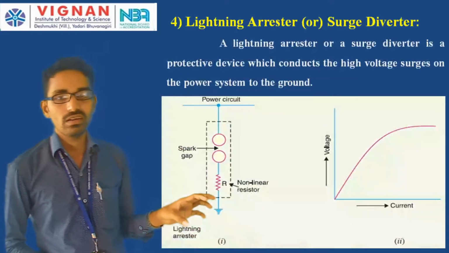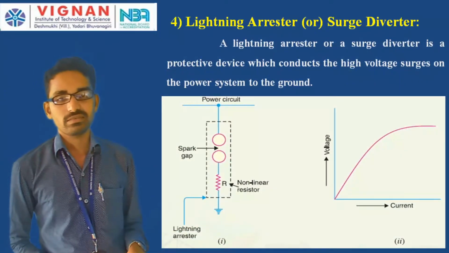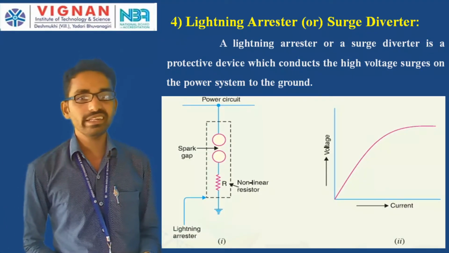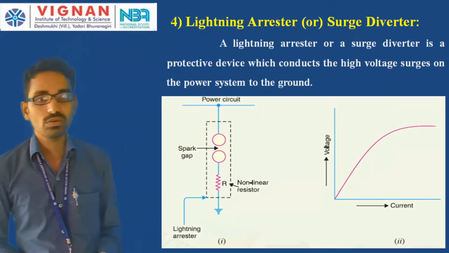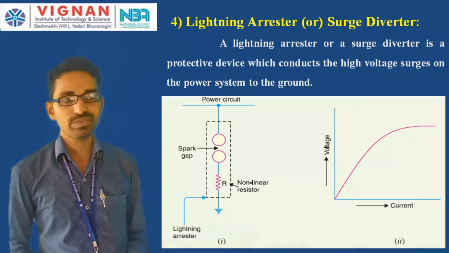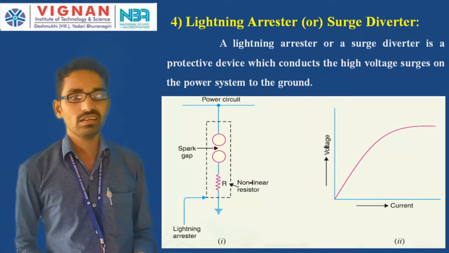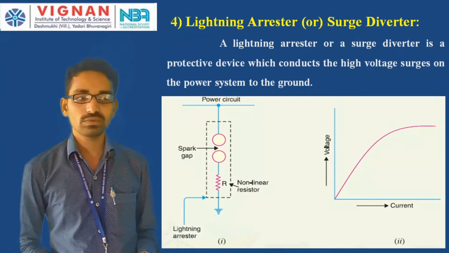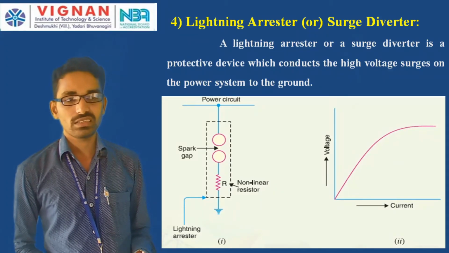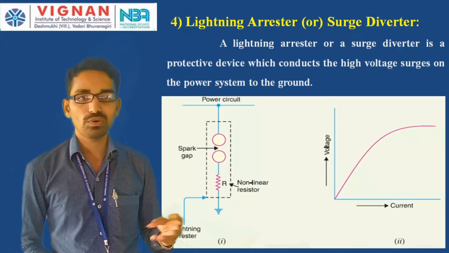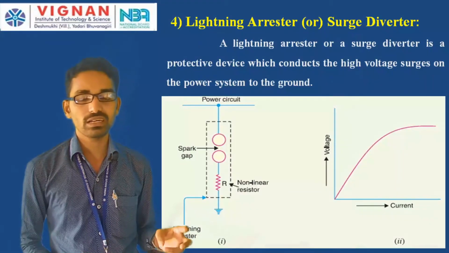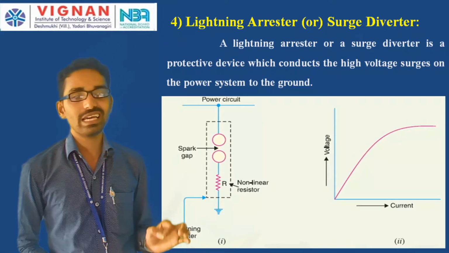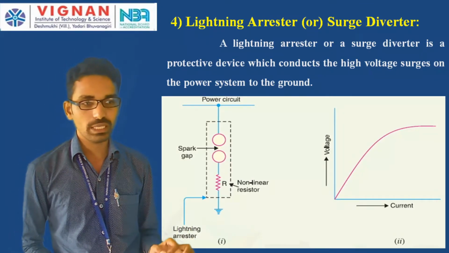Okay. Next, the lightning arrestor or surge diverter, which is a very important topic. When lightning falls on the transmission lines, there are two types of lightning strokes. The first one is the direct stroke, and the other one is the indirect stroke. What we have studied till now, the ground rods, overhead ground wires, and counterpoise, these three provide protection against direct lightning strokes only.